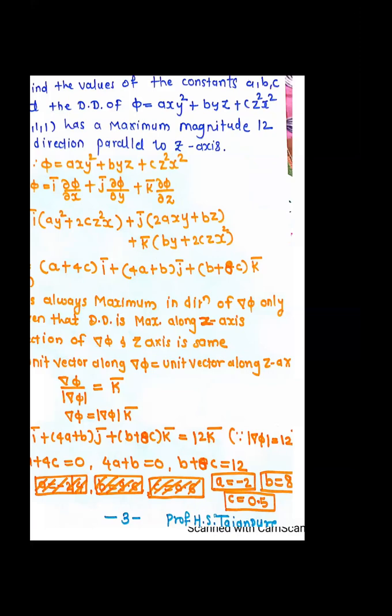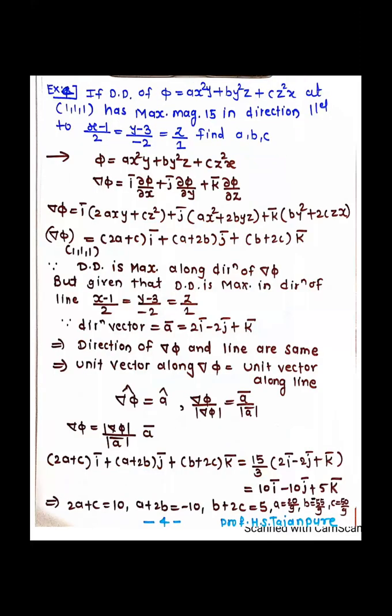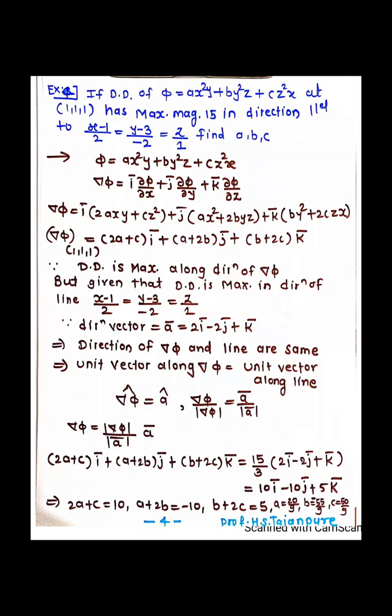Example number 4. Again, it is of a similar type. In the previous two examples, the given information was that dd is maximum in the direction of either the x-axis or the z-axis. But now in this example, you can see the difference: dd is maximum in the direction parallel to the line. Instead of giving the x-axis or y-axis, they have given the line. Again we are going to use the same thing: unit vector along del phi is equal to unit vector along the line.